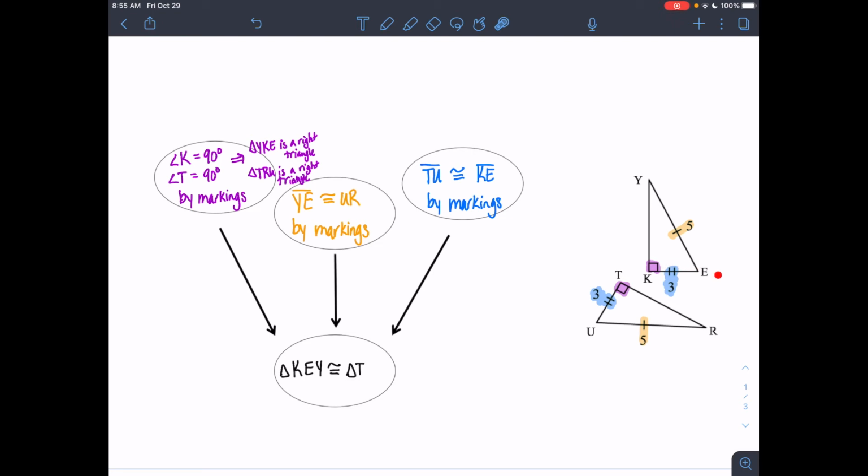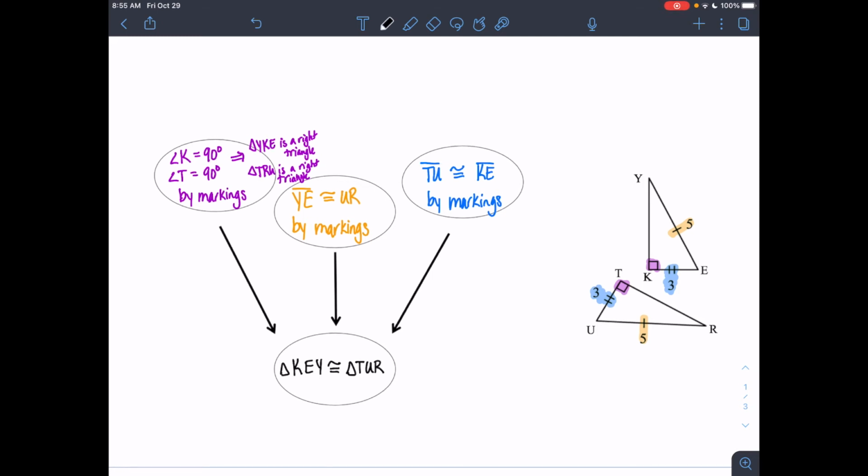Then from K, I went over to E. So KE makes that double-dashed blue marking. So from T, I need to go over to U to also make that double-dashed blue marking. So I'm going to go T, then U, which then means the third letter has to be R, but we also could have figured that out because from E in the middle, E to Y makes that orange marking, so U to R also makes that orange marking. So these are the triangles that are congruent.